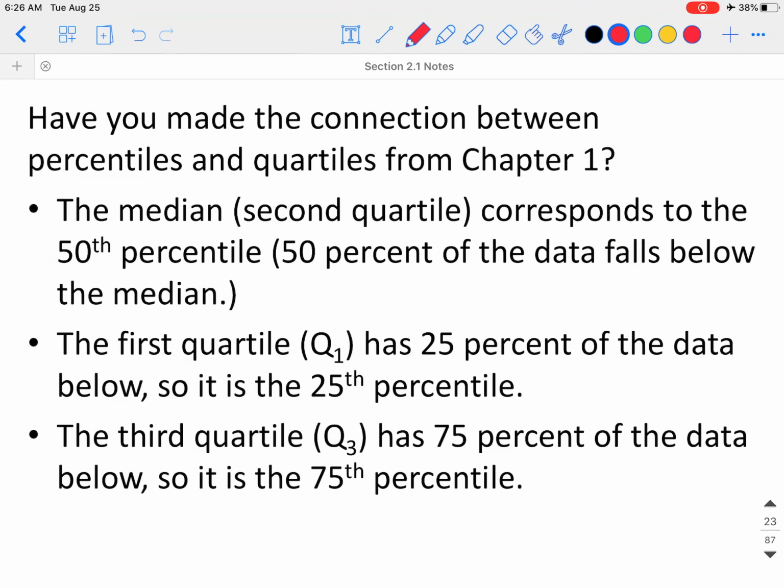Have you made the connection between the percentile and the quartiles from Chapter 1? The median, which is the second quartile, corresponds to the 50th percentile because 50% of the data falls below the median. The first quartile, or Q1, has 25% of the data below it, so it's the 25th percentile. And the third quartile, or Q3, has 75% of the data below, so it is the 75th percentile.